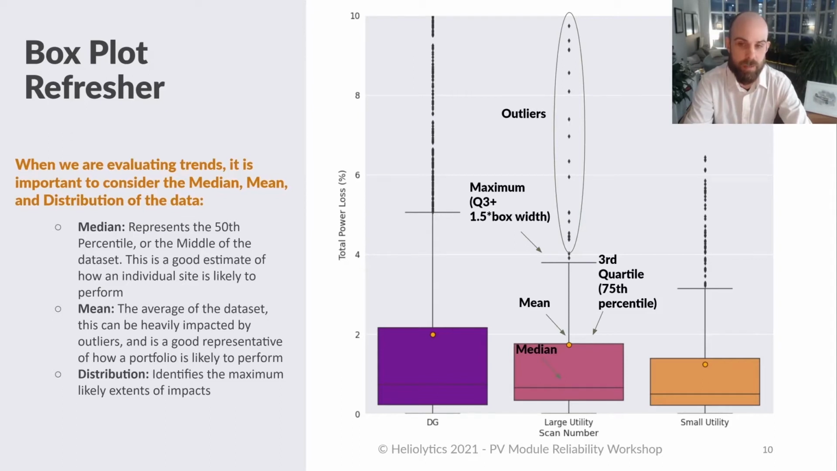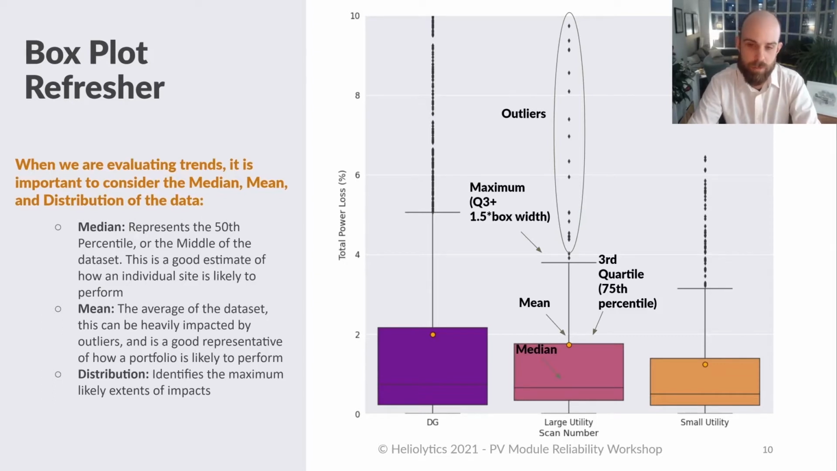However, on the other hand, the mean, or the average, is the average of all the failure rates we're seeing in a portfolio. Because it represents a full distribution of sites, it is a good representation of the expected performance of a portfolio or a grouping of projects.